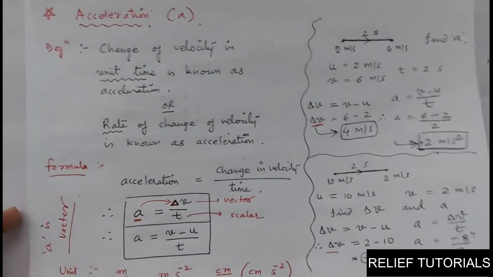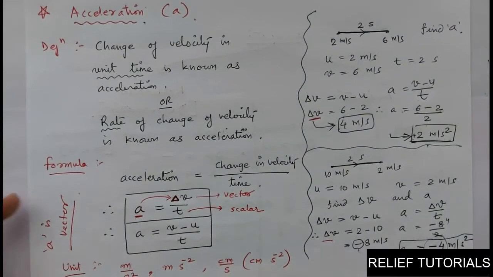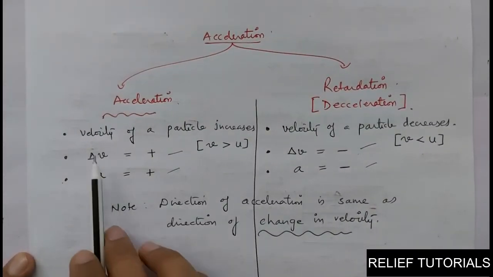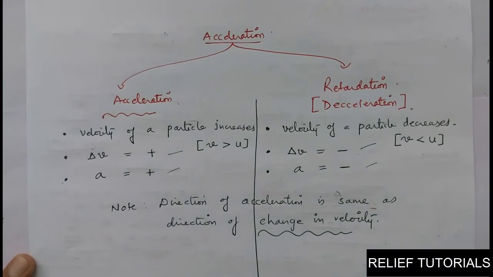In the previous lecture we have discussed acceleration. Acceleration means the rate of change of velocity. We have a formula: a = Δv/t, or also a = (v − u)/t. There are two types of acceleration: acceleration and retardation. Acceleration is when the velocity of the particle increases. Deceleration or retardation means the velocity of the particle decreases.